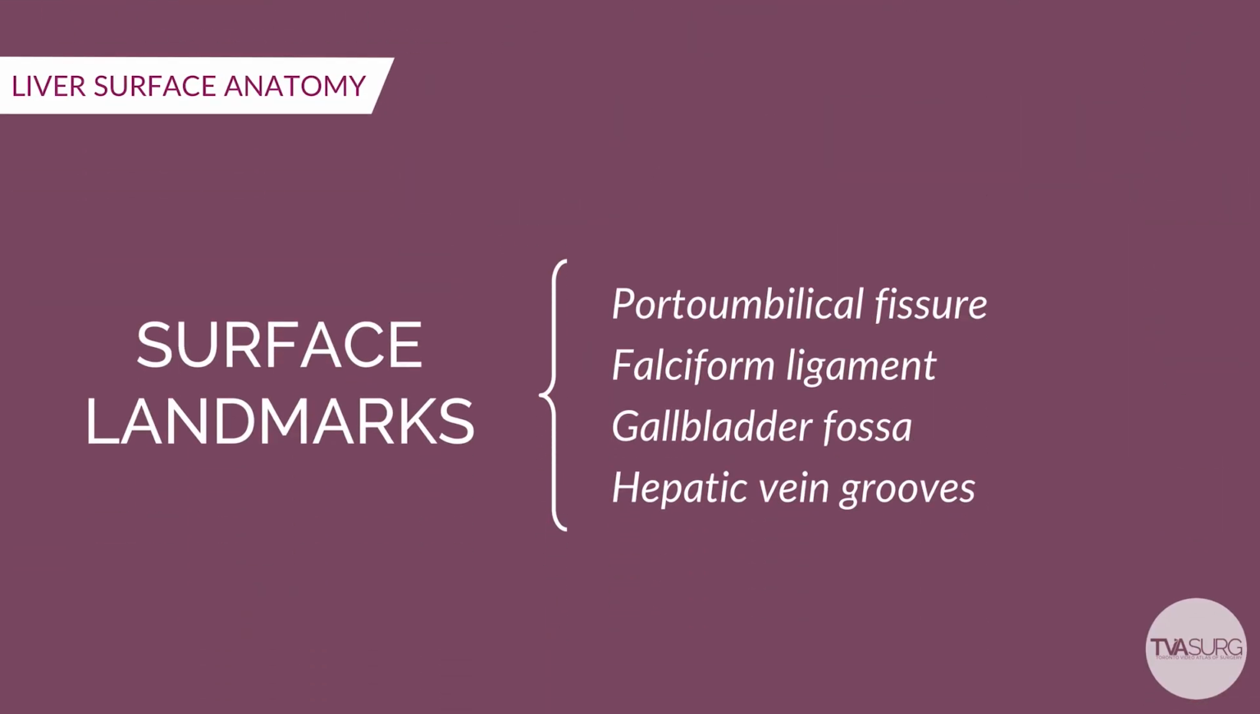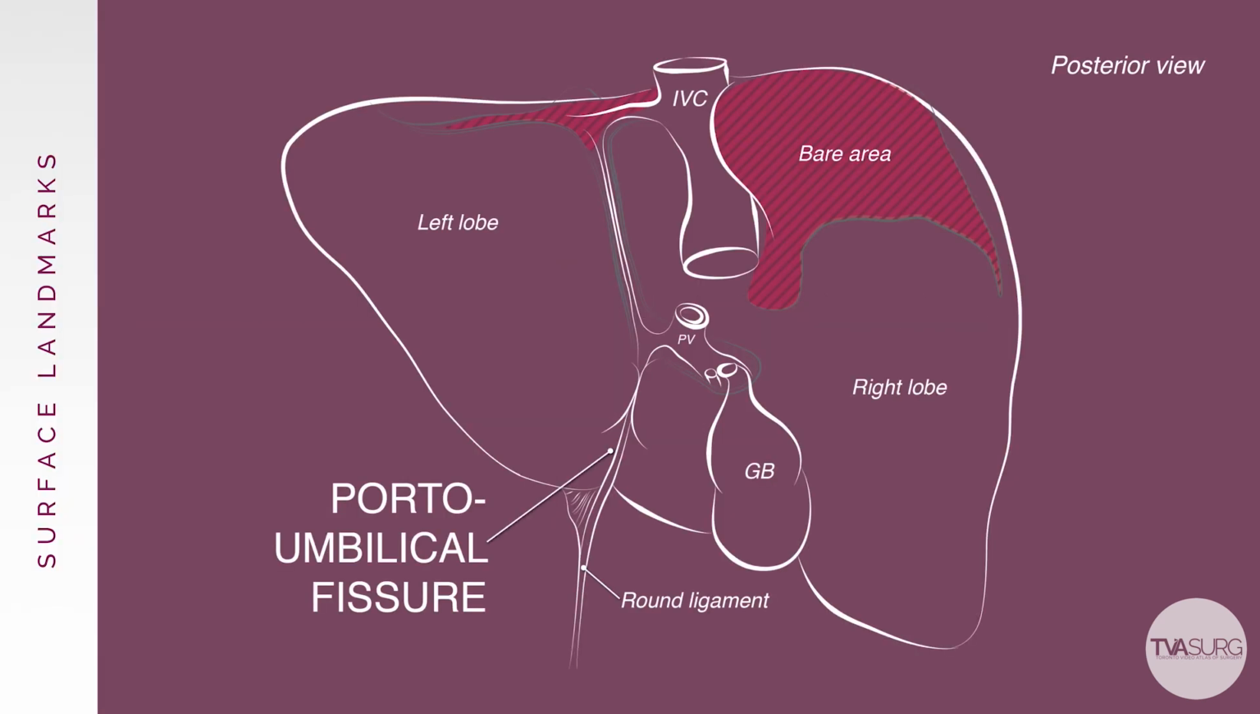I will now talk about the landmarks found on the liver surface that can be used to identify liver segments, and these will often be used in liver surgery to define transection planes. These include the portal umbilical fissure, the falciform ligament, which I talked about before, gallbladder fossa, and the hepatic vein grooves. The portal umbilical fissure is a structure on the liver I was not really aware of before joining TVASurg.